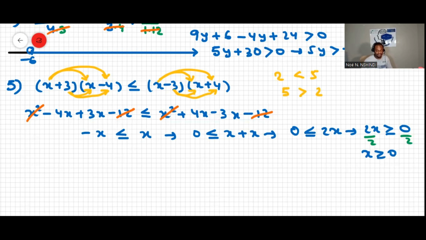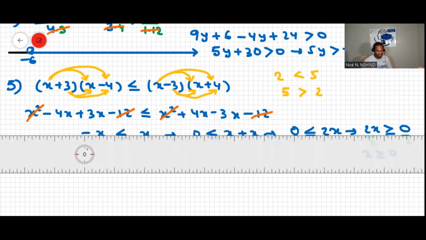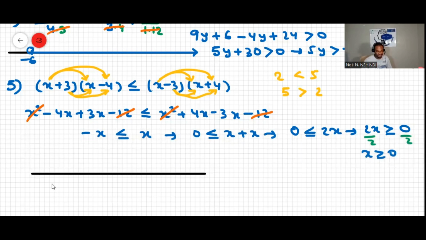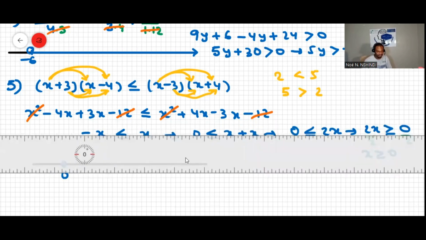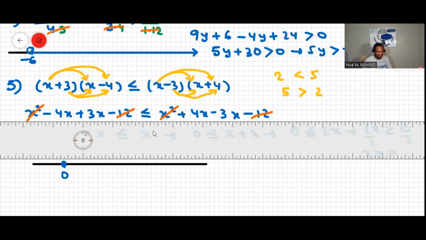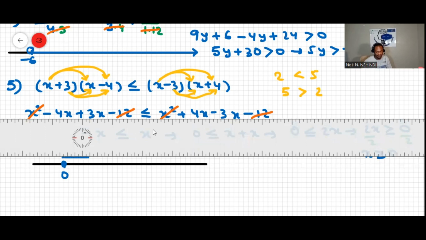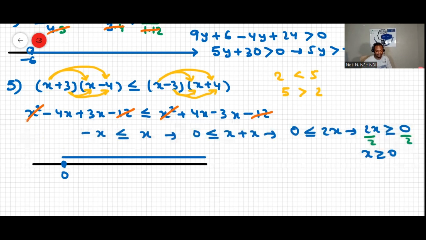Now we can also draw the number line. Let's say x is greater than or equal to 0, let's say 0 is somewhere there, and because it's greater than or equal, I'm going to put a bold circle over there, and then I'm just going to draw my line from 0 to positive infinity. That was question 5. Thank you.